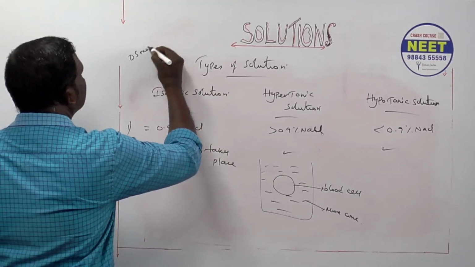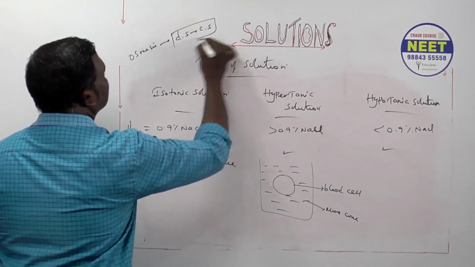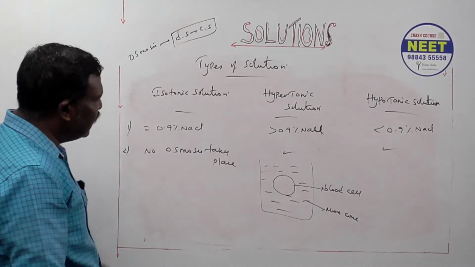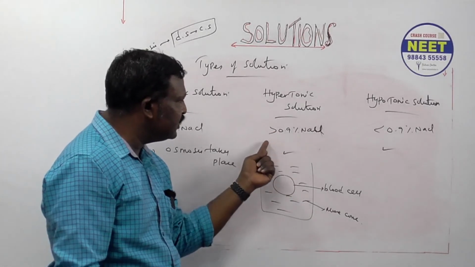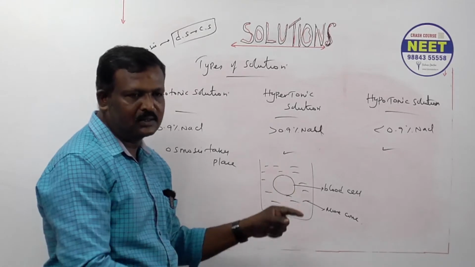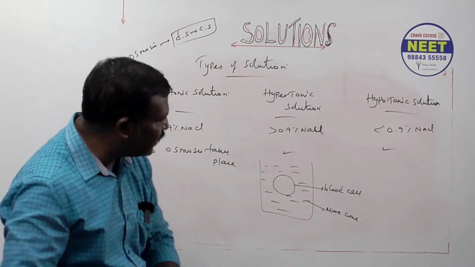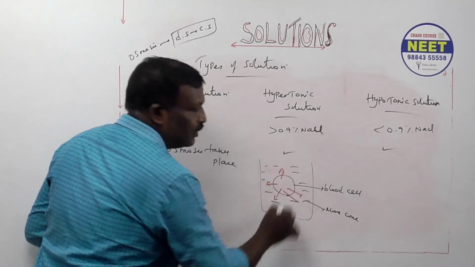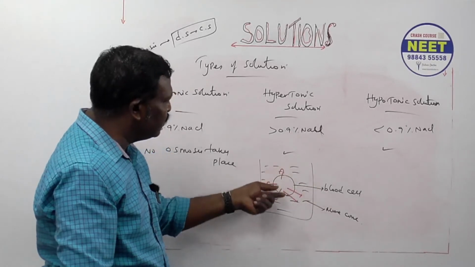I told you what is osmosis. What is osmosis? The solvent moves from the dilute side to the concentrated side. It's a process. Understood? So around the blood cells we have more concentrated solution, because I told you greater than 0.9%. Inside may be less concentrated. So usually the solvent moves from dilute side to concentrated side.